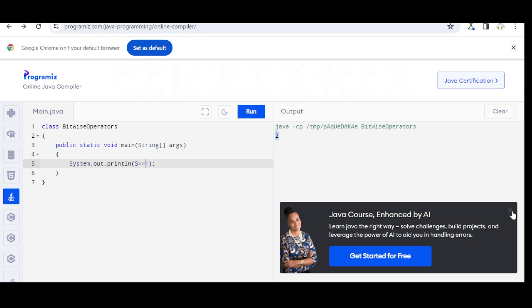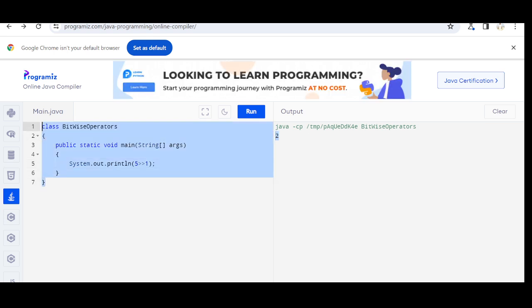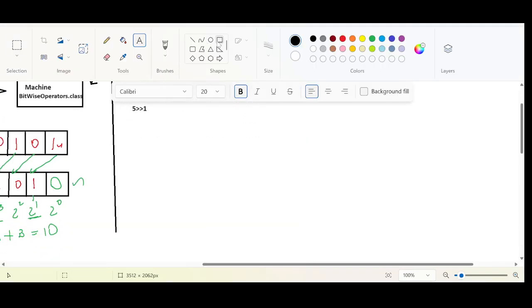Answer is 2. Why is it 2? We will understand it. Are you able to see? Right? Let me copy and paste the same program.